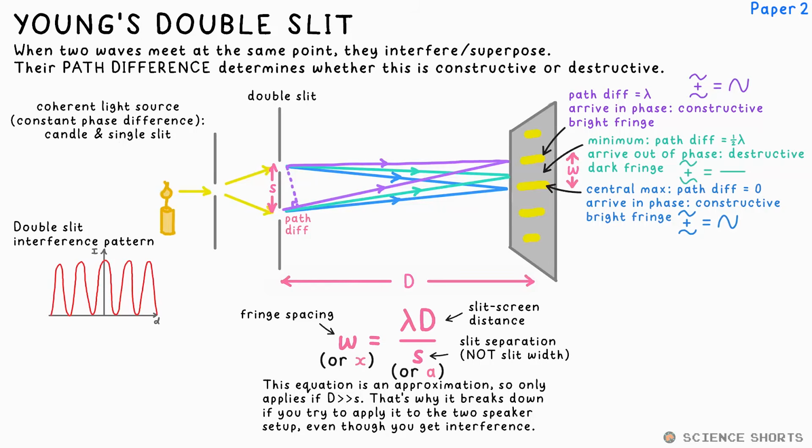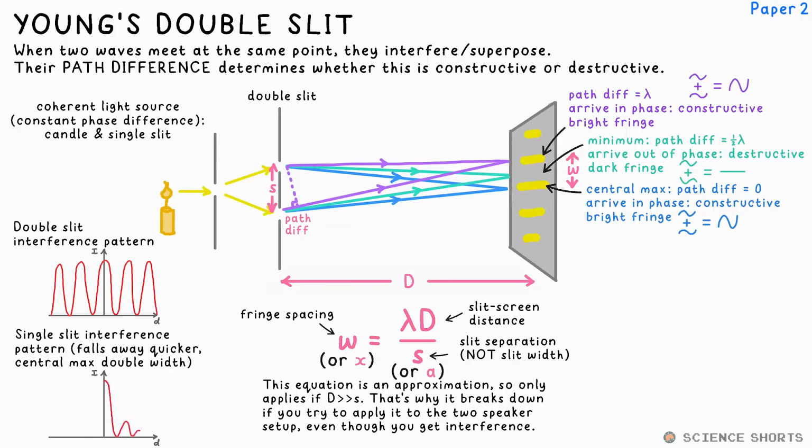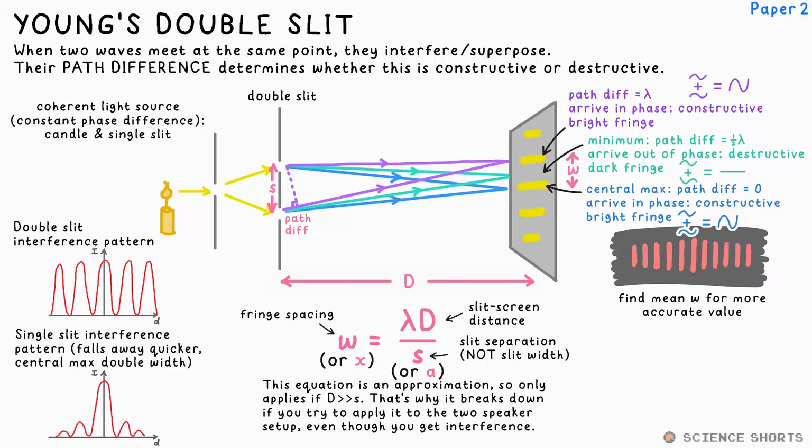But light can also diffract when you just use a single slit. As diffraction happens at both edges of the slit, it gives this diffraction pattern instead. The two differences being that the intensity falls away much quicker and the central max is double the width of the subsequent fringes. Don't forget that if you do this experiment, it's always more accurate to measure 10 fringes and then divide by 10 to get W.